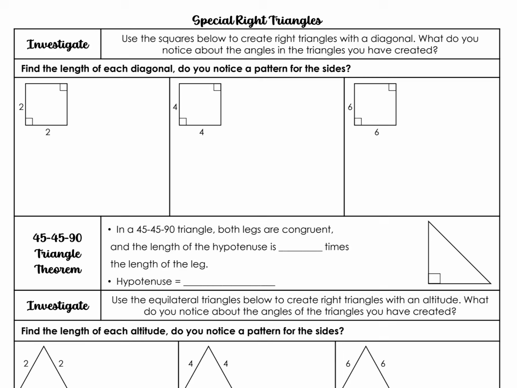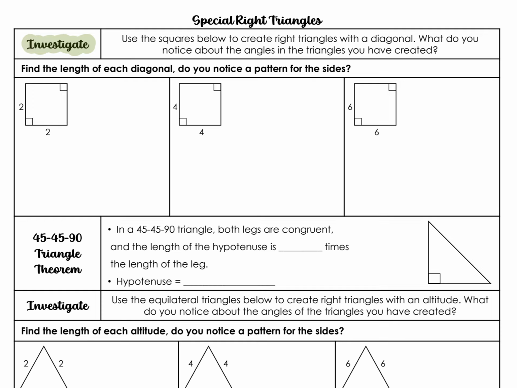In this lesson, we're going to go over special right triangles. So we're going to start off with an investigate, okay? And we are going to investigate using the squares below. We're going to create right triangles with a diagonal. And what do you notice about the angles in the triangle you have created?